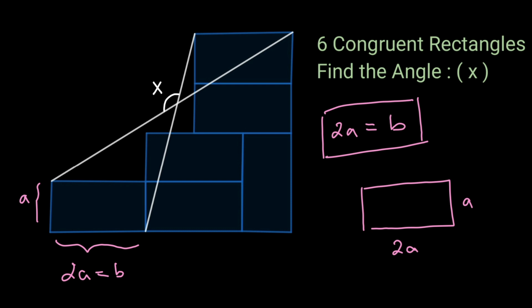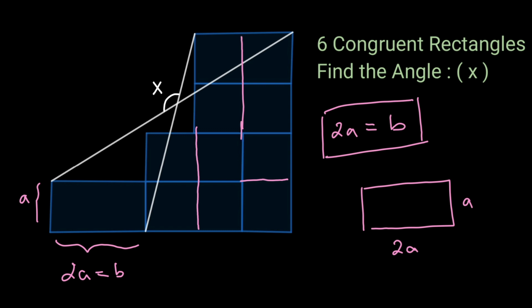Okay, now to move forward in the solution, we need to extend some of the line segments. First of all, look at this slanting line segment. We are going to extend it as a straight line. Similarly, look at this line segment. We are going to extend this one also as a straight line. And at the end, we are going to extend this one also as a straight line.